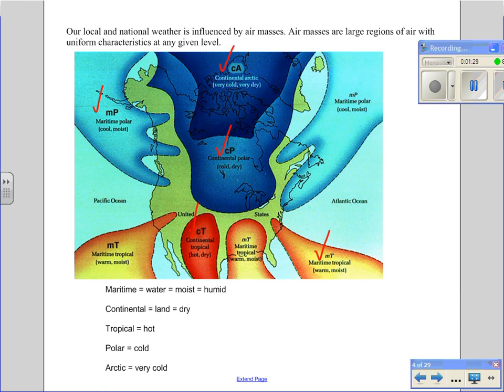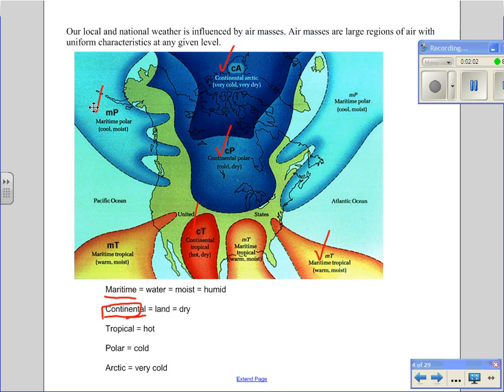So anytime you see the term maritime, maritime refers to water. Water is moist or it can be humid. So if the air mass is coming over water, it's going to have moisture with it, and there's going to be some humidity involved. When something's continental, think of the word continent. So continent is land. So if the air mass is coming from land, the air is going to be dry.